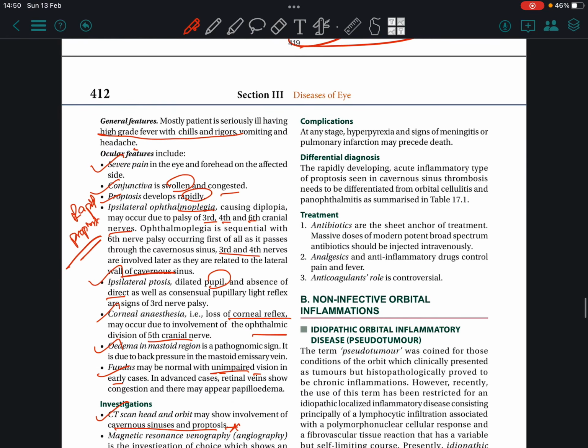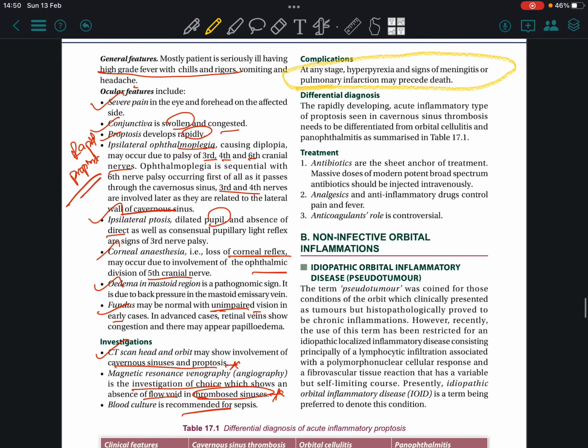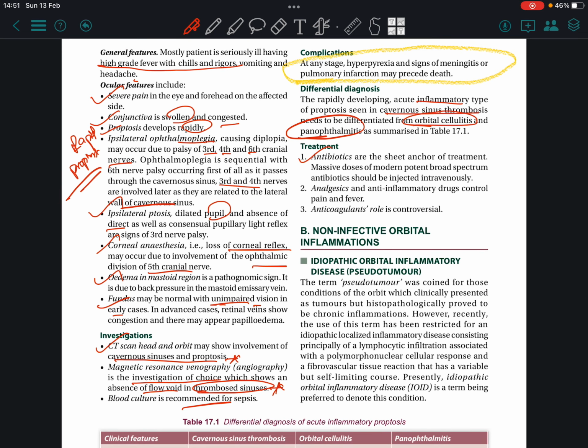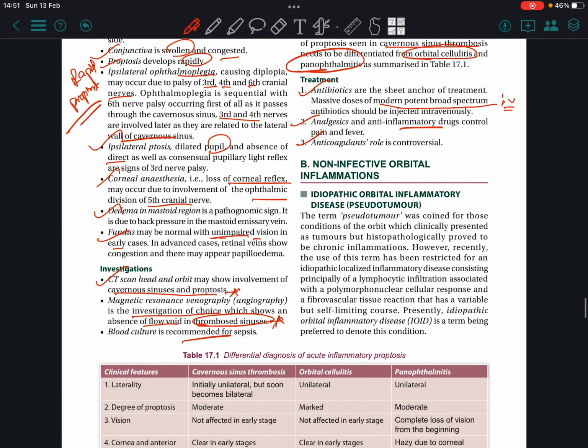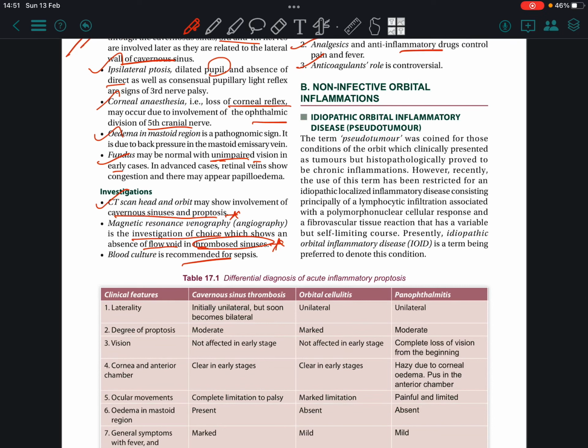Complication at any stage: hyperpyrexia, signs of meningitis, or pulmonary infection may proceed to death. Differential diagnosis: the rapidly developing acute inflammatory process seen in cavernous sinus thrombosis needs to be differentiated from orbital cellulitis and panophthalmitis. Treatment: massive dose of modern potent broad spectrum antibiotic given IV, analgesic and anti-inflammatory drugs to control pain and fever. The role of anticoagulants is controversial.